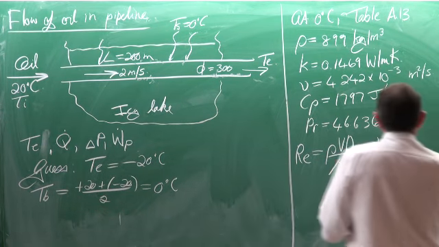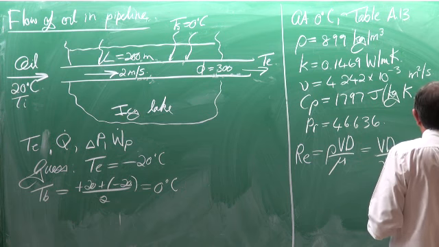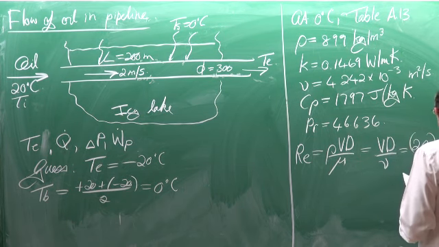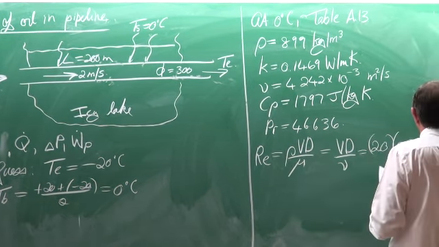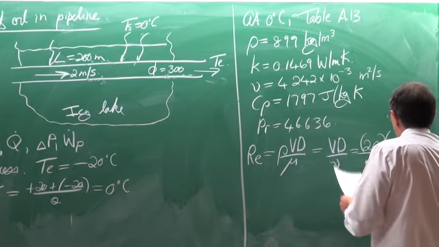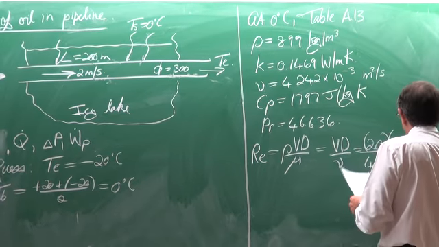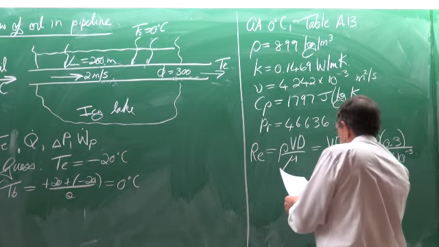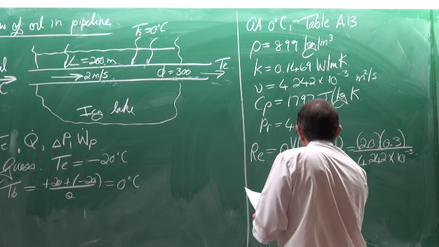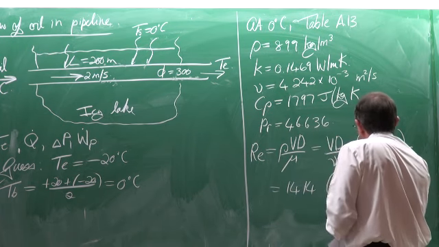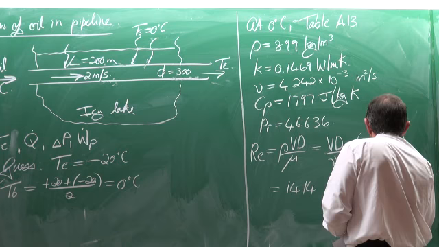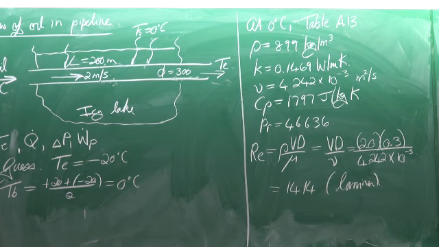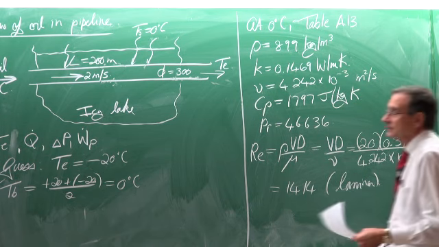The velocity of the oil is 2 meters per second multiplied by the tube diameter, which is 0.3, divided by the kinematic viscosity, which is 4.242 multiplied by 10 to the minus 3, and that gives us a Reynolds number of 1414, which is quite as expected. So the flow is laminar. We've got laminar flow. The Reynolds number is smaller than 2,300.